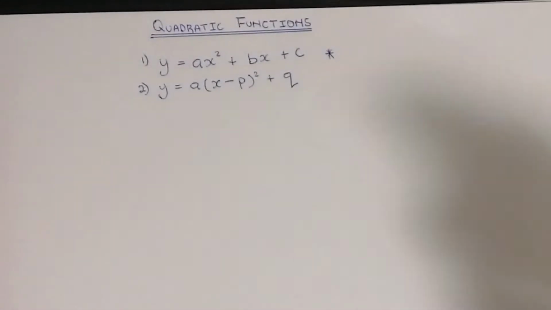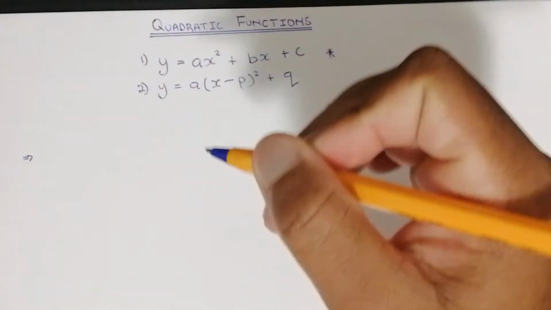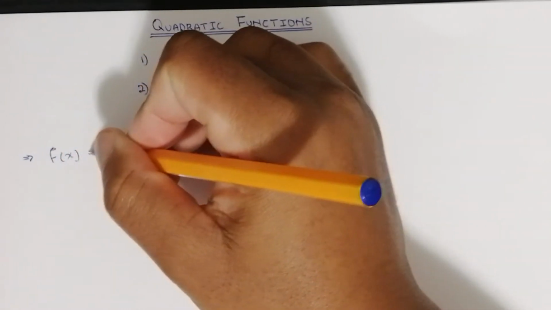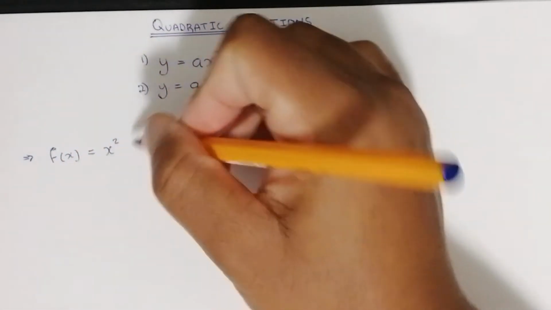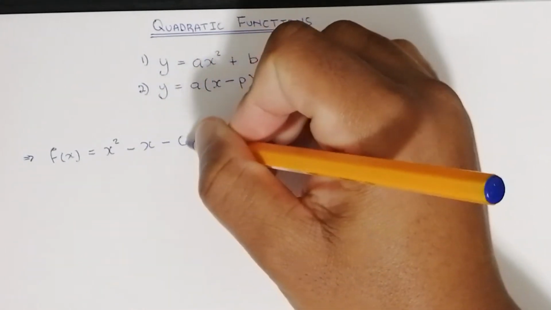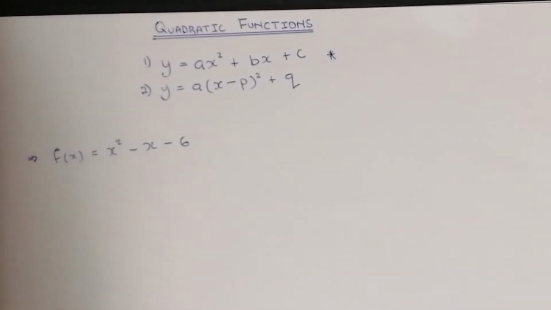So in our example, we are given f of x equals x squared minus x minus 6. So the idea is to find the y and x intercepts and then the turning point in order for us to do a rough sketch of this function.